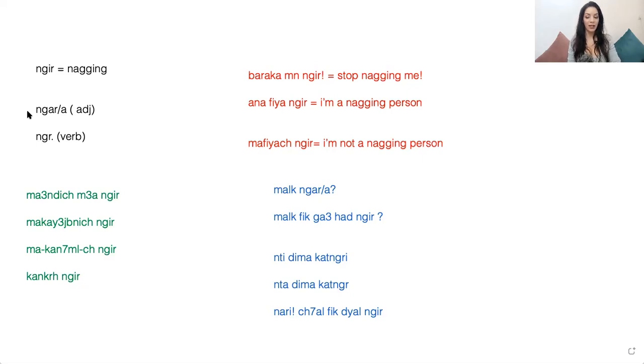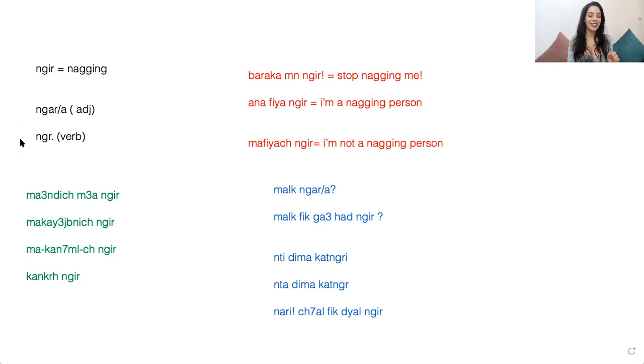For the adjective, if you want to say a nagging person or a nagger, like the adjective in English, we say nigger. So nigger, if you're talking to a male person, but if you are talking about a girl or you are a girl and you want to say I'm a nagger, you would say nigera. So we add the vowel A in the end to show it's feminine for adjectives. Okay, we have nigir, nigger, or nigera.